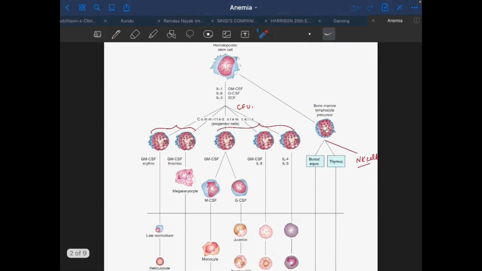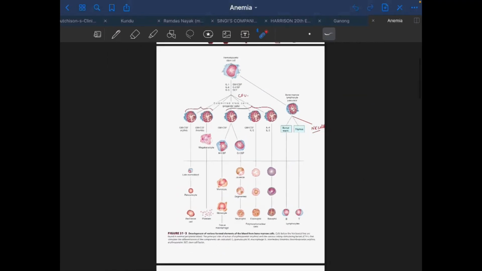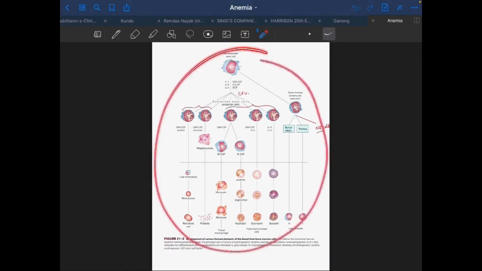Now here the hematopoietic cells will also give rise to bone marrow lymphocyte precursor cells. These bone marrow lymphocytic precursor cells will give rise to three types of cells actually. The two main which we know, that is B and T lymphocytes respectively, and the other one is natural killer cells. So in short, this is the hematopoietic cycle.